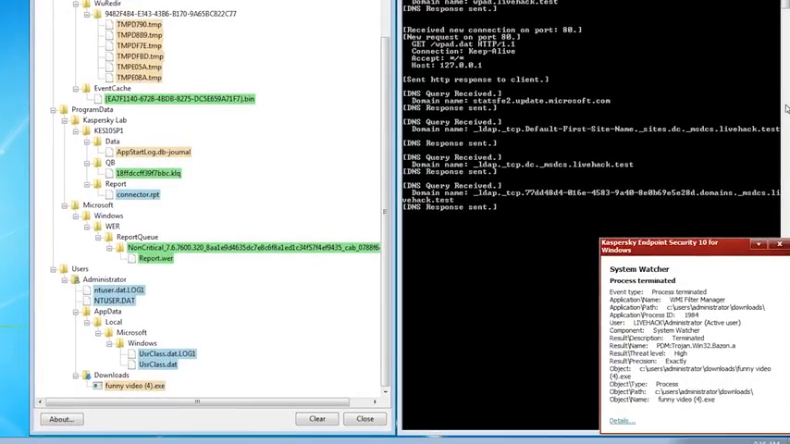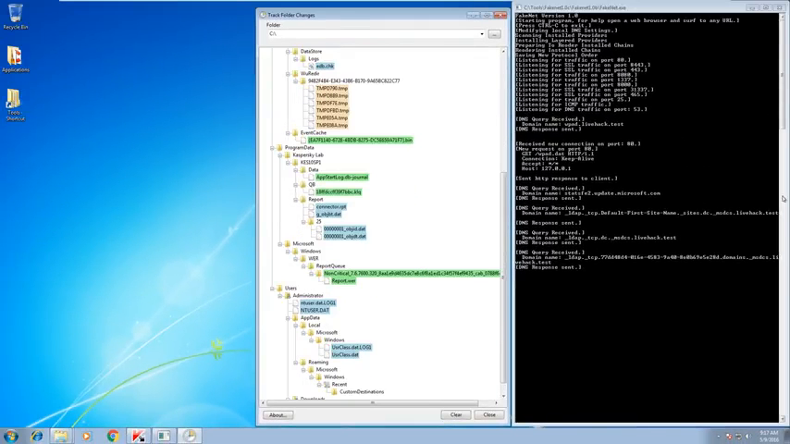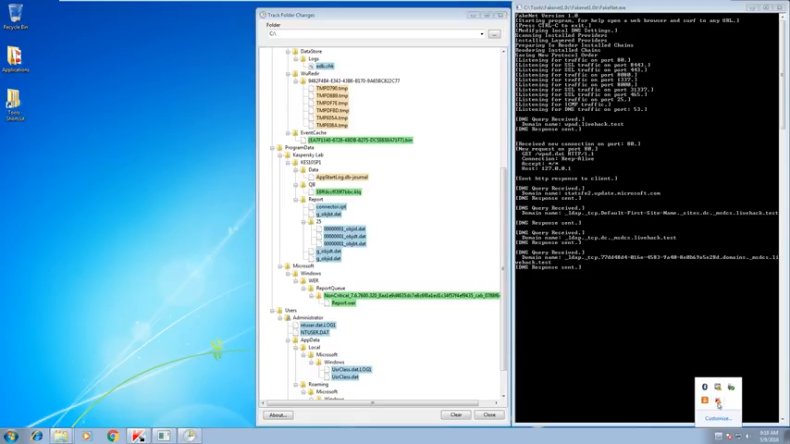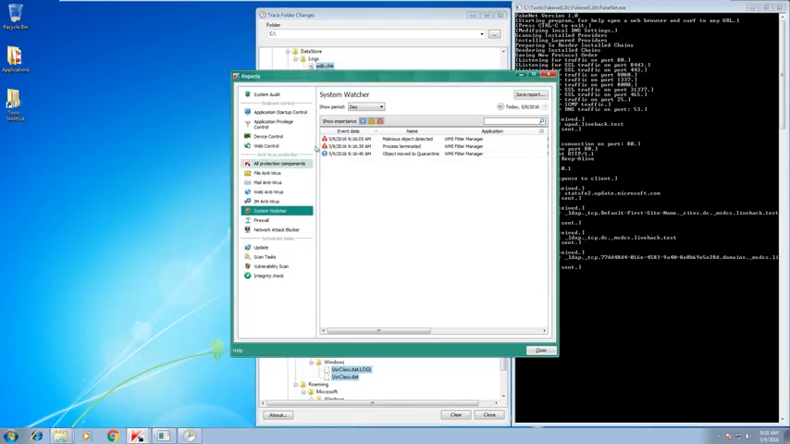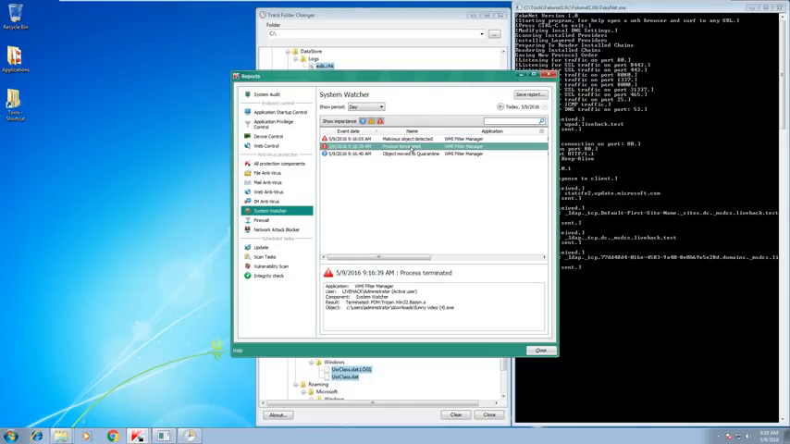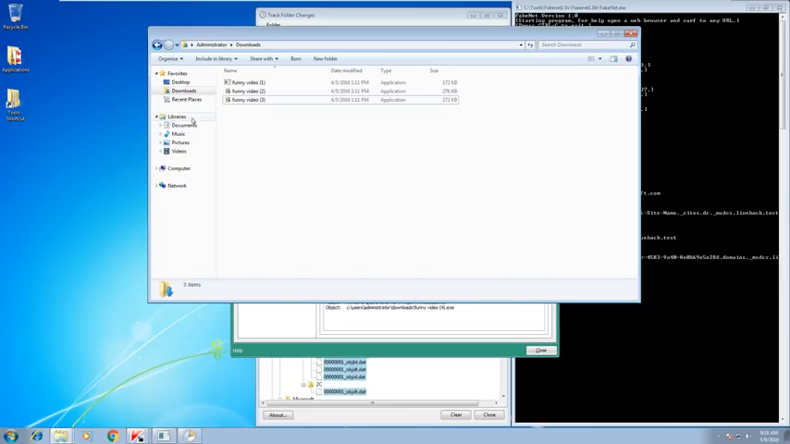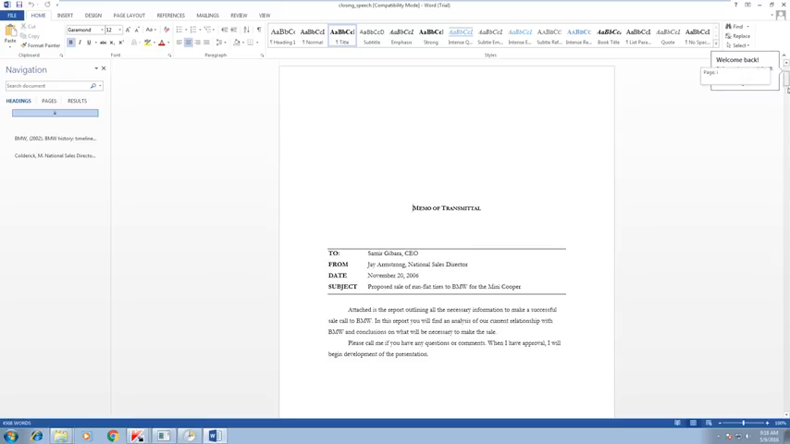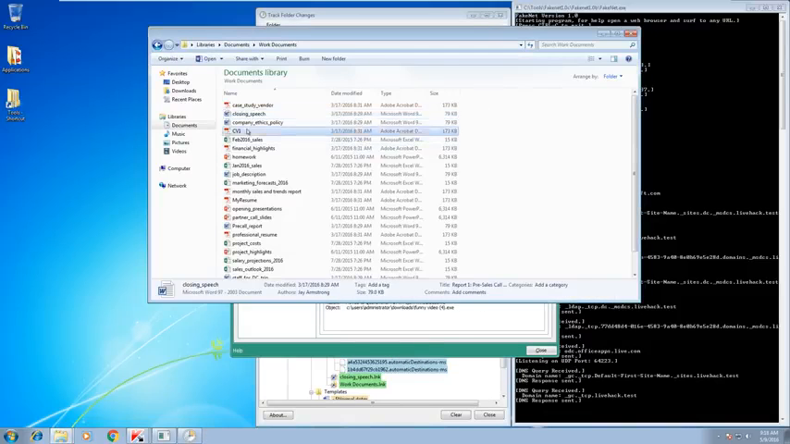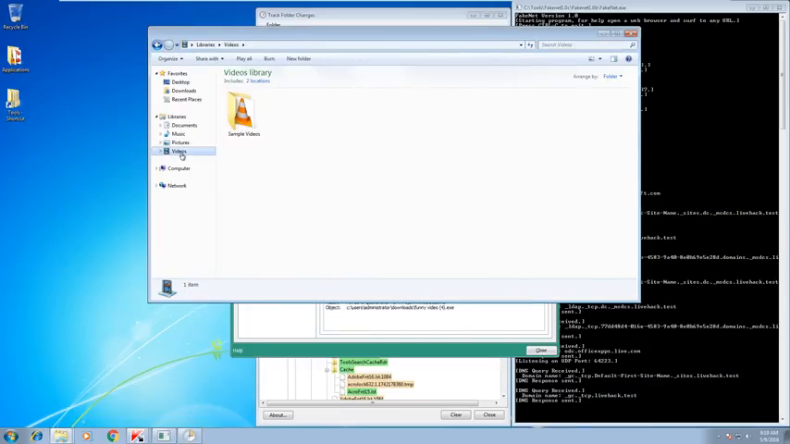Here, notifications have been enabled to show the ransomware being detected, terminated, and quarantined. We can also see the events registered in the Endpoint Security 10 for Windows client. Let's go take a look at the files to see if they are unharmed. As you can see, all files are unscathed on the workstation and can be read.